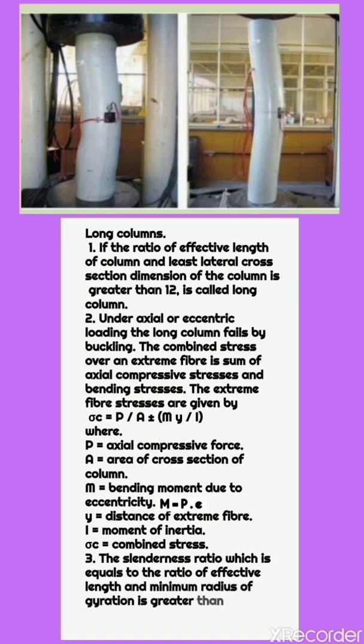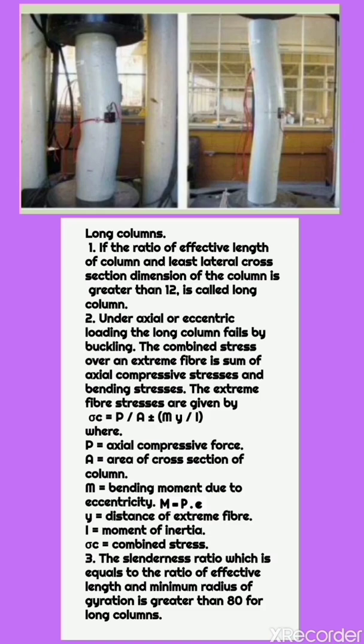The extreme fiber stresses are given by sigma C equals P upon A plus or minus M into Y upon I, where P equals axial compressive force, A equals area of cross-section of column, M equals bending moment due to eccentricity, equals P into e, Y equals distance of extreme fiber, I equals moment of inertia, and sigma C equals combined stress.